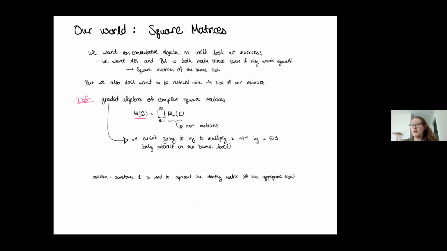Since we're doing a very basic talk, we're going to start by setting up our world. We live in the world of square matrices. We want non-commutative objects because this is a non-commutative talk. And the first thing that we see in college that doesn't commute is probably matrices. It's not necessarily true that AB and BA are always going to be the same thing. We do have to make sure they make sense. So we're going to restrict to square matrices. And we really don't want to be restricted to the size of our matrices either. We want to be able to use whatever size matrices our heart desires as long as they're square.